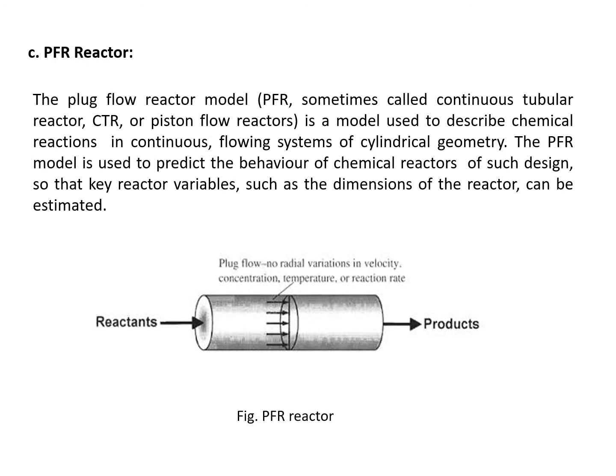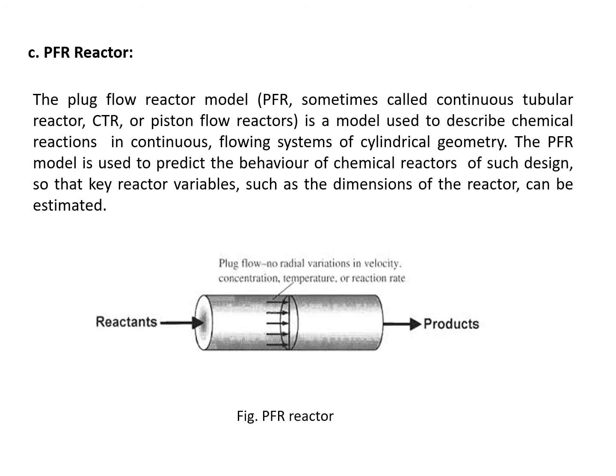Next, C. PFR reactor. The PFR reactor is sometimes called a continuous tubular reactor, CTR, or piston flow reactor. This reactor model is used to describe chemical reactions in a continuous manner because the flowing system is in the form of cylindrical geometry, and the PFR model is used to predict the behavior of chemical reactors of such designs. Here you see one of the basic diagrams of a PFR reactor in this figure.